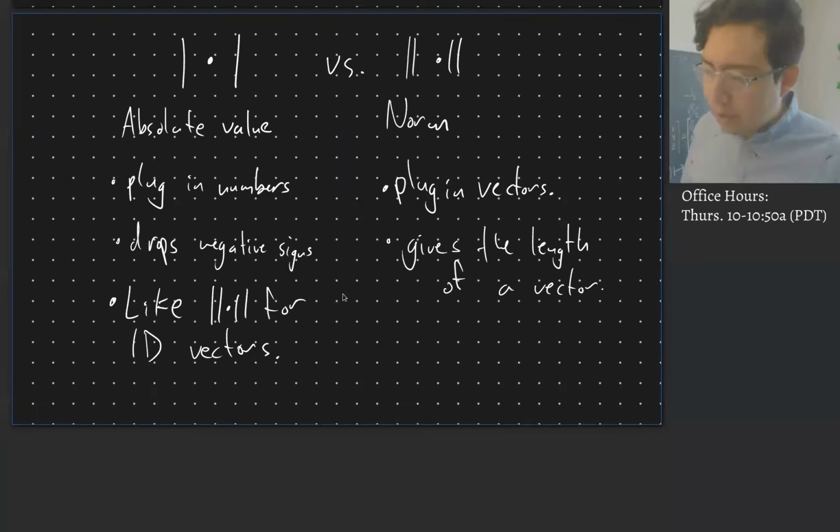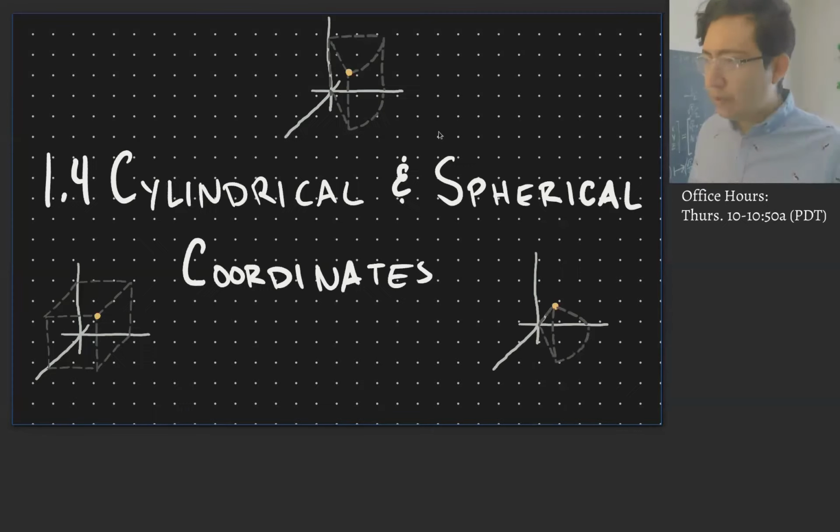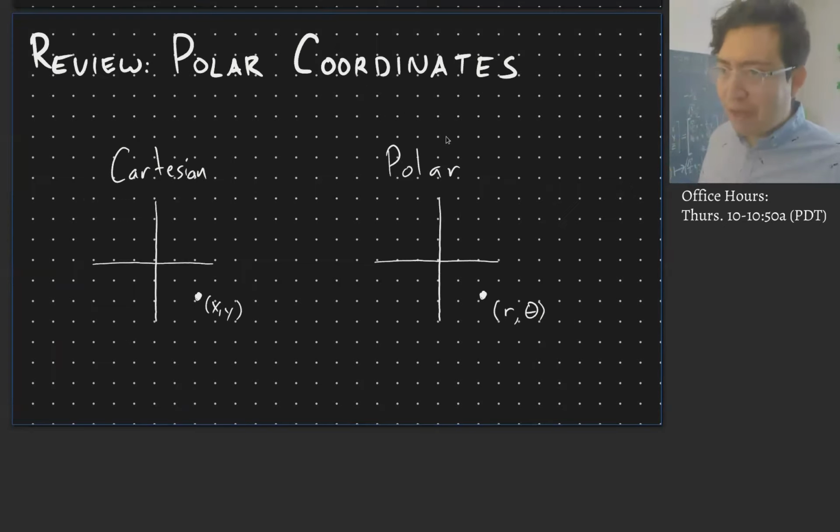Okay. So let's move on to section 1.4. Let's open that. It's going to be about cylindrical and spherical coordinates, and I have some cool little drawings here. This section will be all in three-dimensional space, with the exception of the first slide, which is a review of polar coordinates, right?